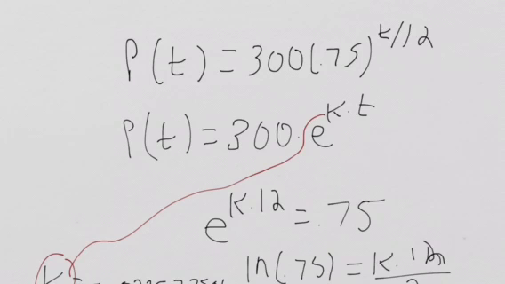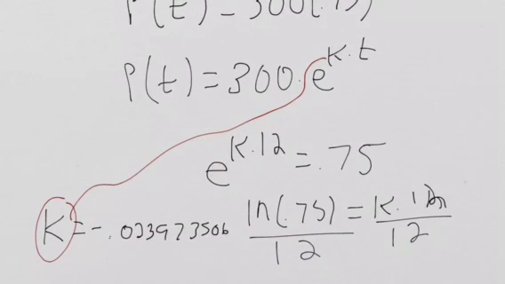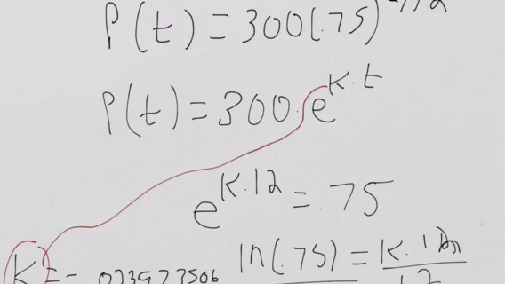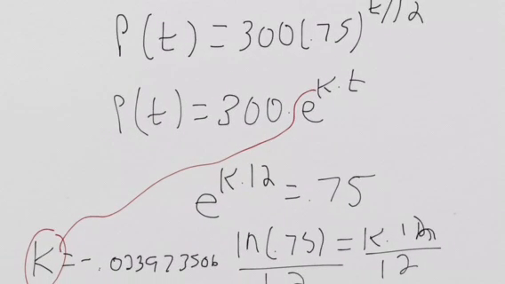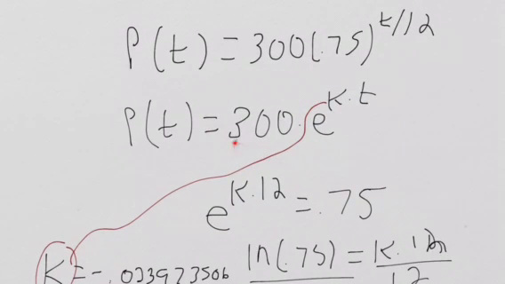And we did it by saying, well, we know that we're going to be at 75% every 12 years, so we can say e to the k times 12 equals 0.75 and just solve for our k value. And we have it in this form now because it's easier to take a derivative of this function, and it's just helping us understand e and how it works.